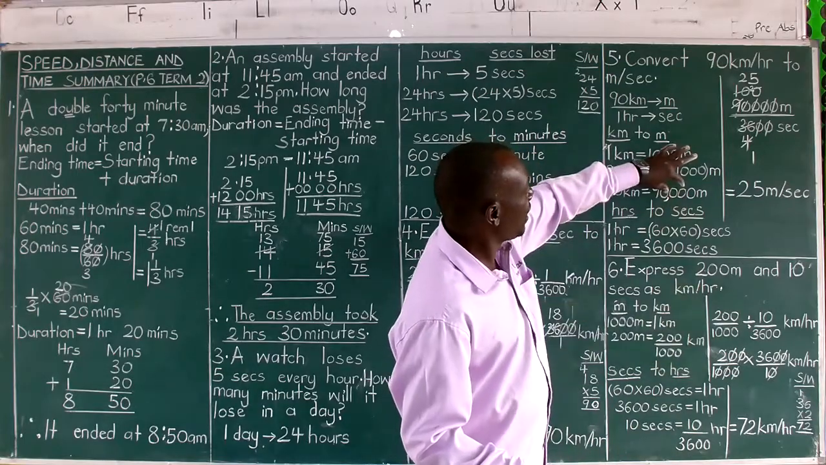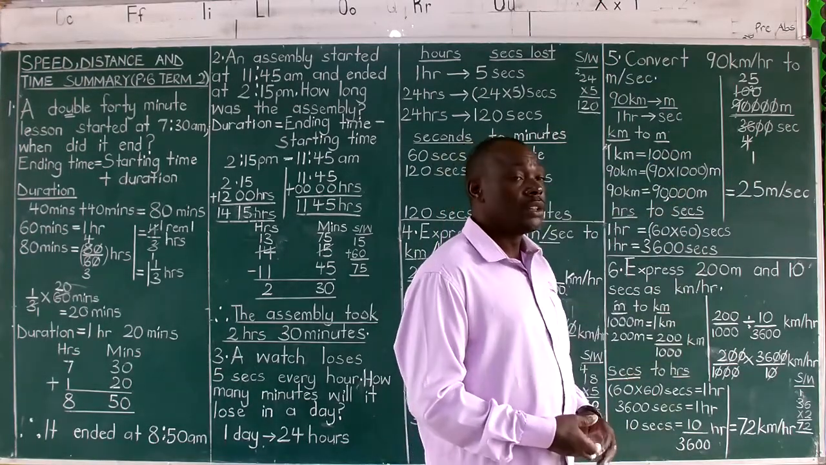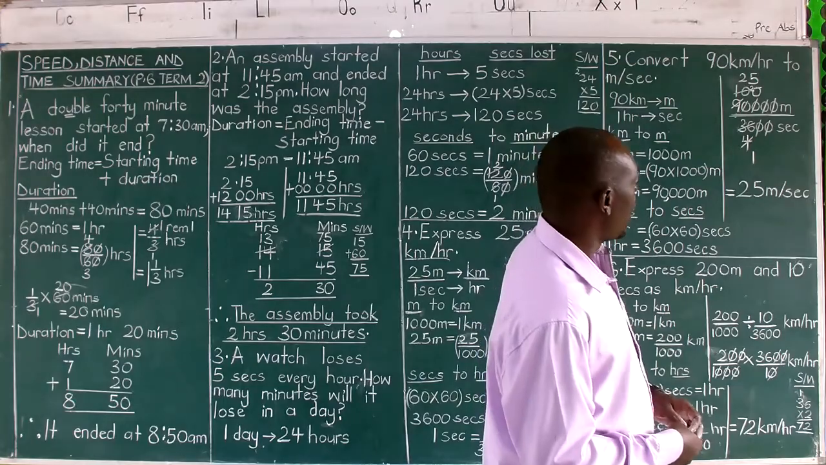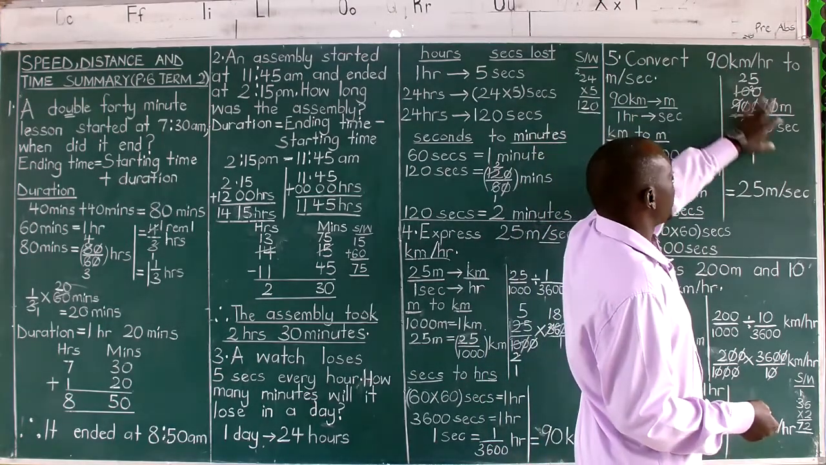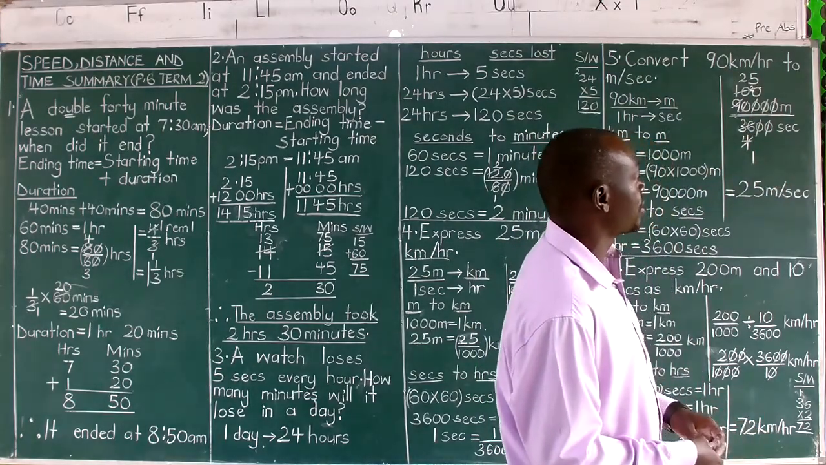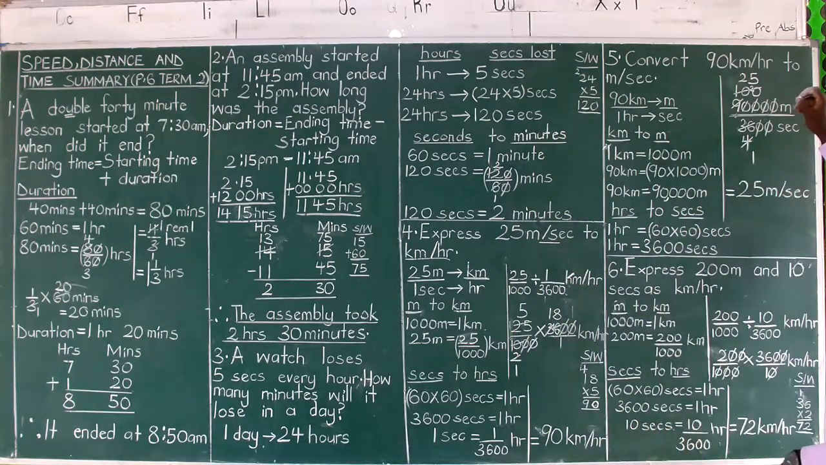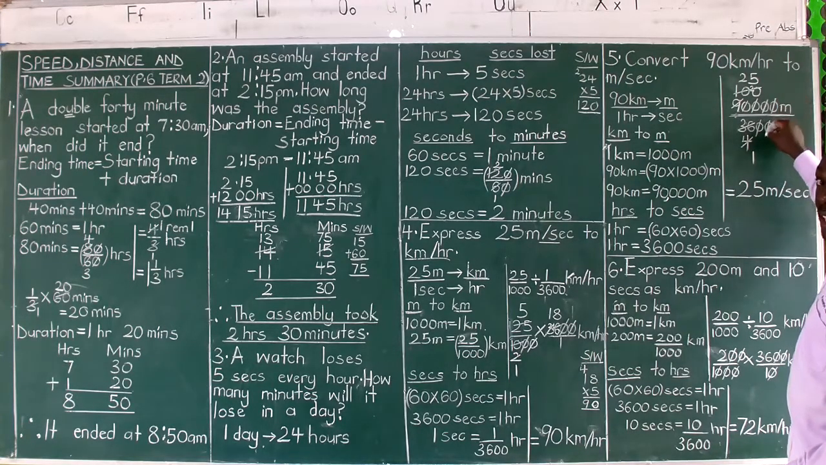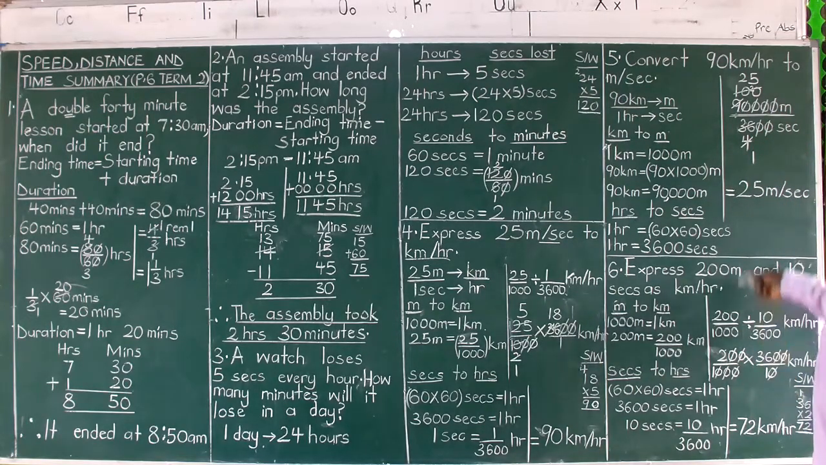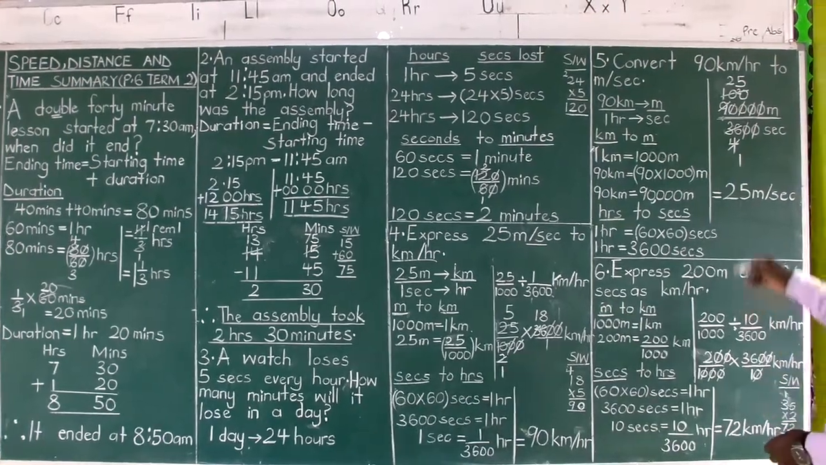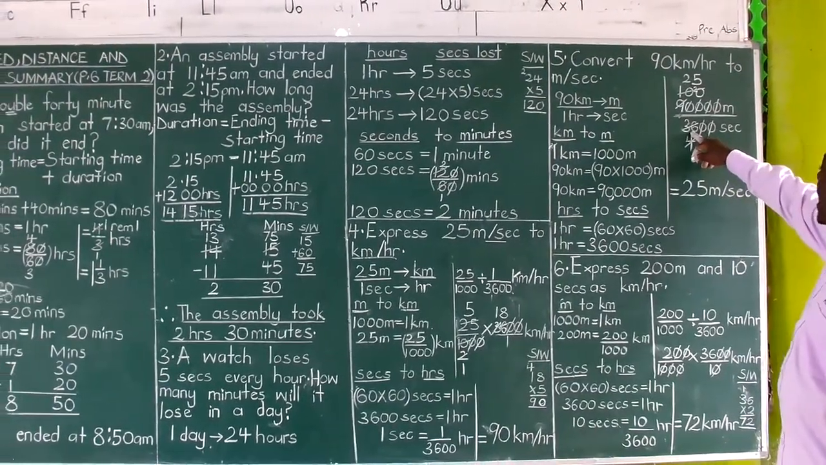So we divide the meters by seconds to obtain meters per second. That's 90,000 meters divided by 3,600 seconds. We start by eliminating these zeros. In so doing, we shall be dividing by 10. So we say by 10, by 10. So then by 10, by 10. And then we are left with 9 and 36, which are both divisible by 9.